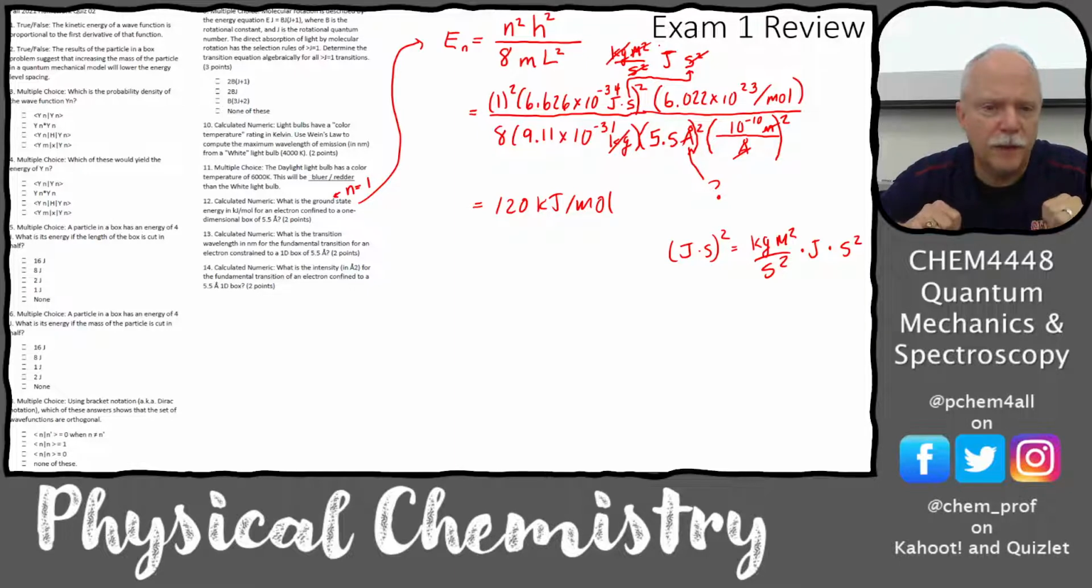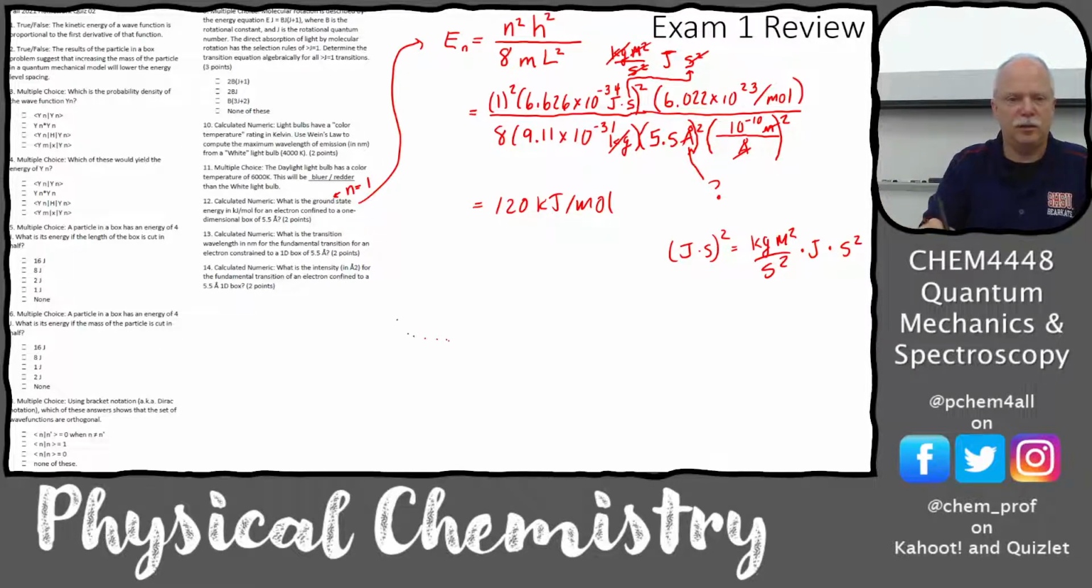Okay. Now, let's see. I've got this calculation now in energy in kilojoules per mole, and this is asking for the transition wavelength for the fundamental transition for an electron constrained to a 1D box. Okay, we can look up that calculation, or we can derive it. Like, let's say I didn't put that on my note card. Can't believe it, right? What's the fundamental transition? That's n equals 1 to n equals 2, which is a delta n equal plus 1, right?